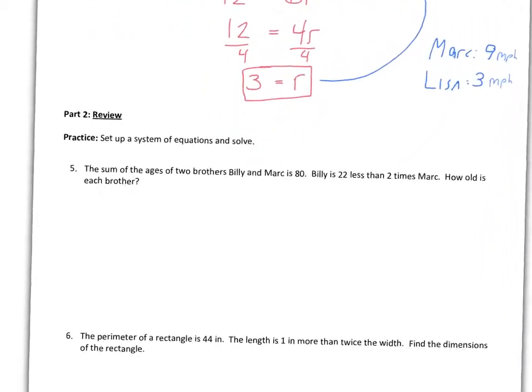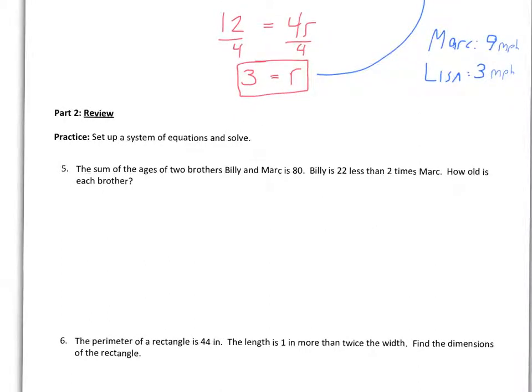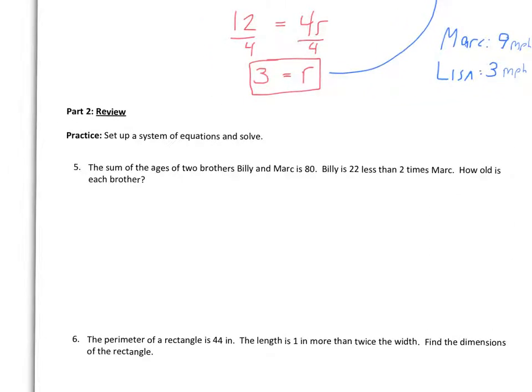Okay, some review. Set up the systems and solve. So first thing, we got an age problem. We did some age problems on Friday. So remember, we circled keywords. The sum of ages of 2 brothers, Billy and Mark, is 80. So sum and is going to be key. And then Billy is, that's going to be a key, less than 2 times Mark. All that's going to translate to some algebra. How old is each brother?